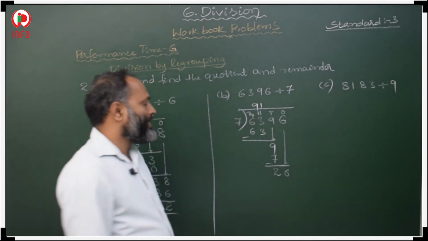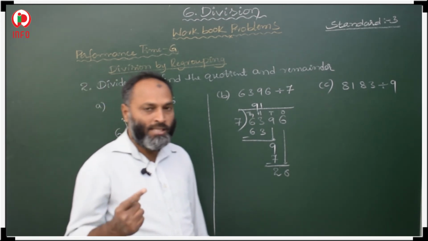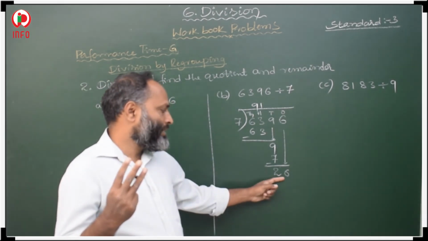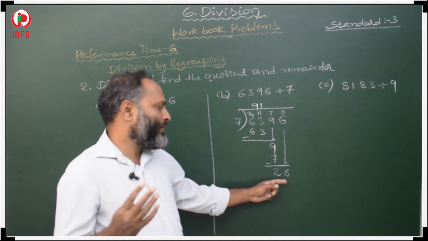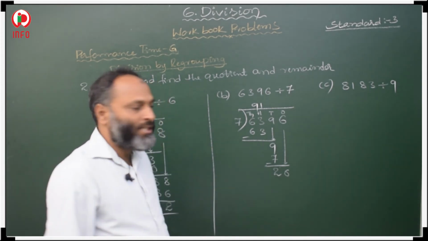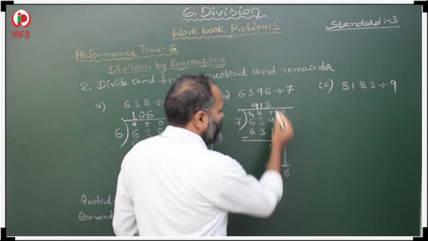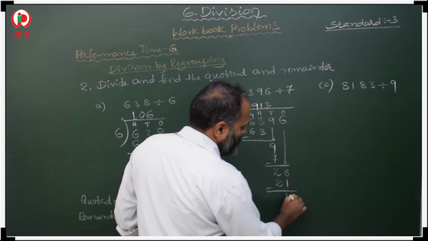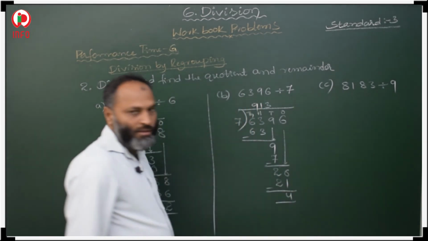When you get 26 in 7, 7 ones are 7, 7 twos are 14, 7 threes are 21, 7 fours are 28. 28 is bigger than this. 7 threes we have to take. 7 threes are 21, 6 minus 1 is 5... 6 minus 1 is 4. 2 minus 2 is 0, no need to take.